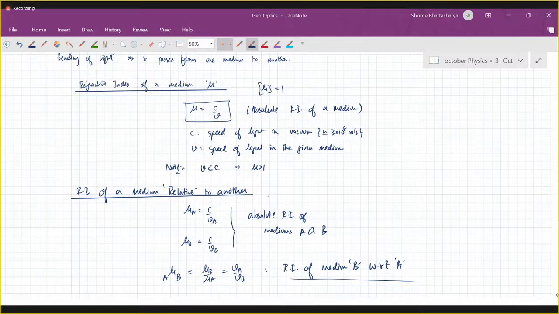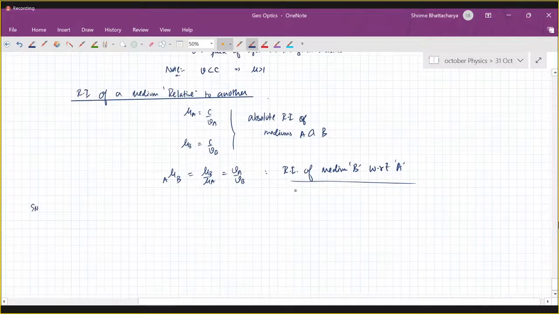So the last line is the refractive index of medium B with respect to medium A. It is defined by v_A by v_B, where v_A is the speed of light in medium A and v_B is the speed of light in medium B. So you can see the relationship between these also. Absolute is with respect to vacuum, so it's c by v. But relative to each other, mu of B with respect to A is mu_B divided by mu_A, which becomes v_A by v_B. So if you just apply these formulae, you can see how that works.